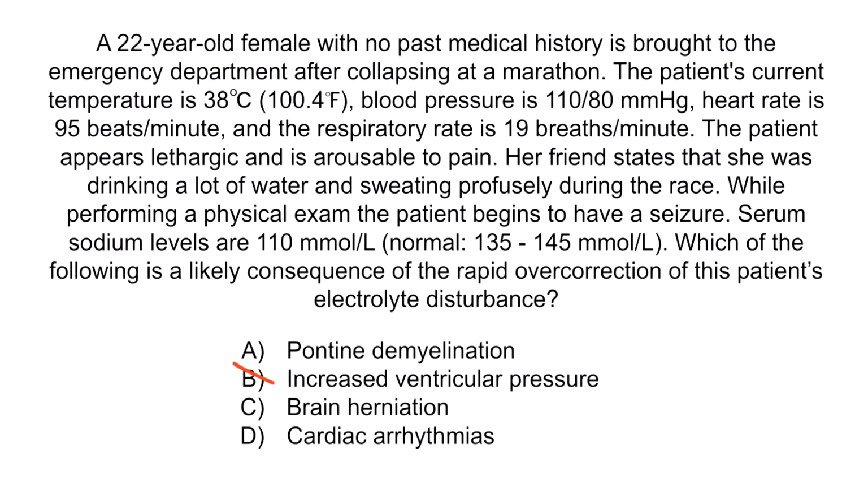C is wrong because this is most common following trauma. Trauma to the brain can lead to hemorrhage, which can then compress the brain, resulting in herniation. D is incorrect because when cardiac arrhythmias are associated with electrolyte abnormalities, potassium disturbances are most common.